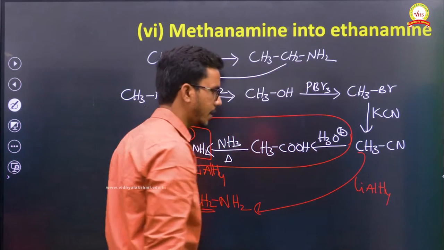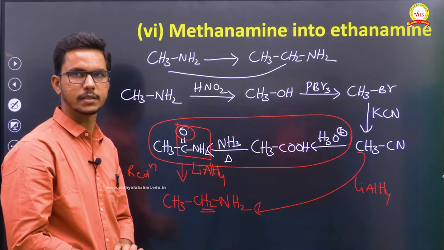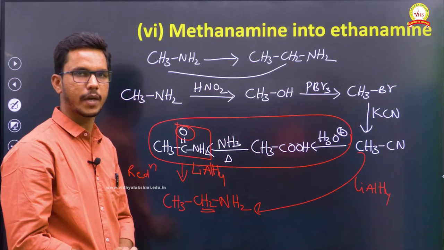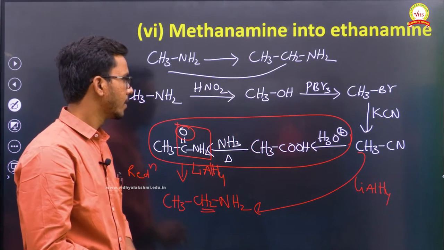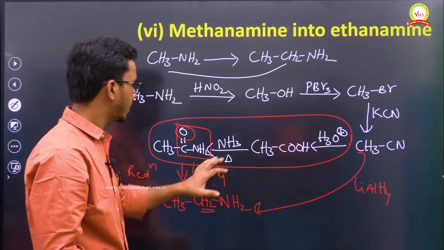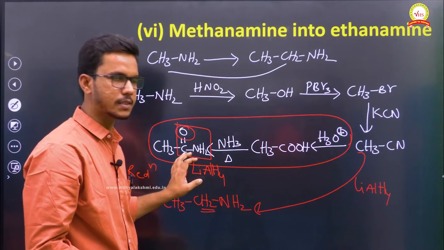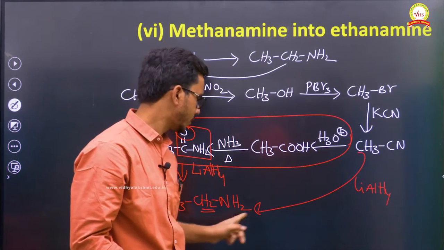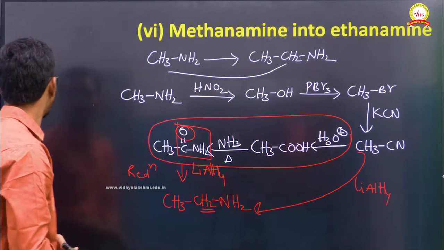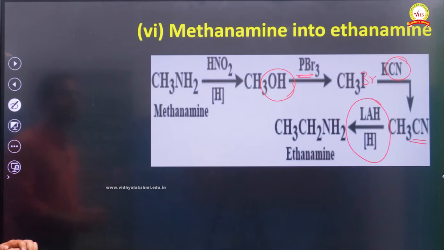Cyanides on reduction gives what? The respective amines. These are the conversions. If you can remember, this is not at all required. This is just extra steps. We can directly go cyanides to the respective amines. Next, let us go to the next slide. We have next one.